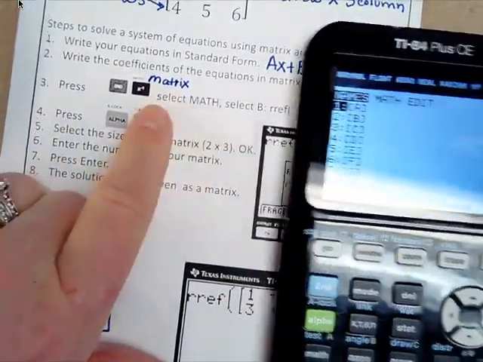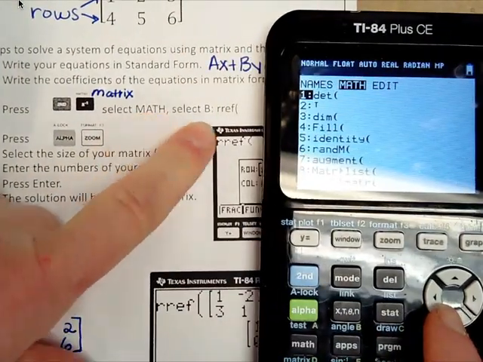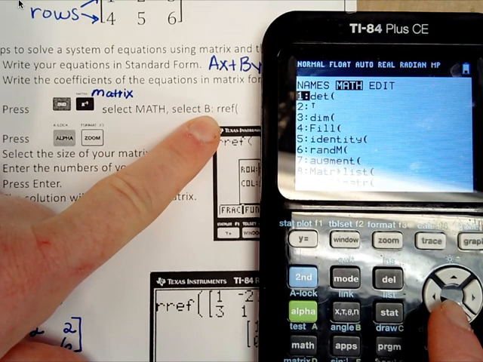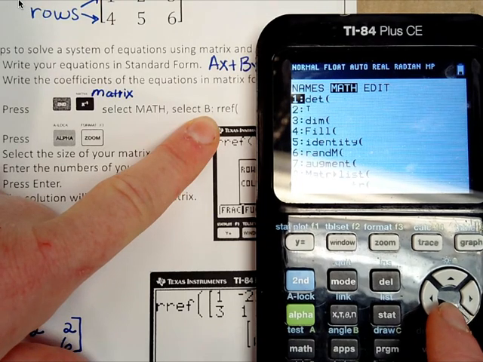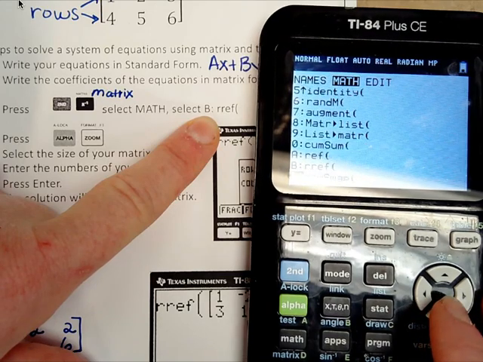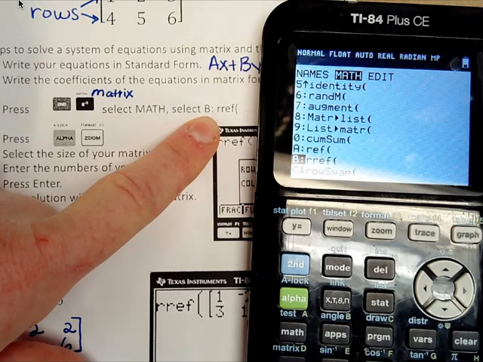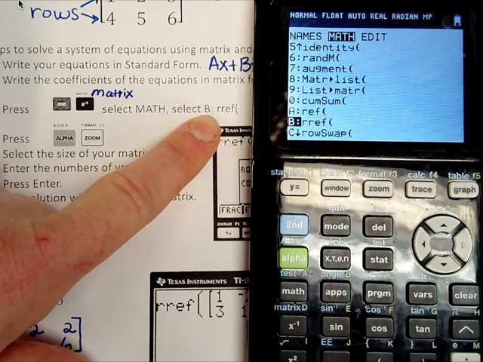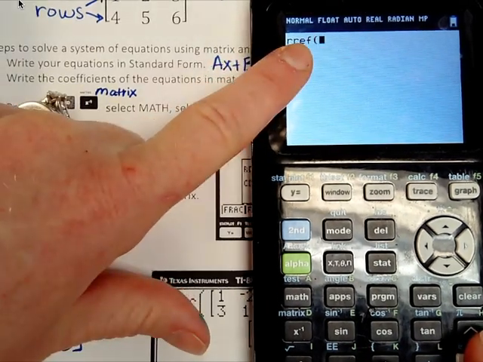Select math. So arrow over to math. And go down to B, which is RREF. And what that means is row reduced echelon form. Not really significant right now, though. So RREF, not REF, because that's just row echelon form. We want reduced echelon form. We want to row reduce it completely. So make sure you do RREF. Push enter. And it comes out to this on our calculator.